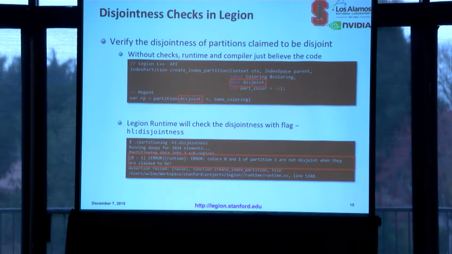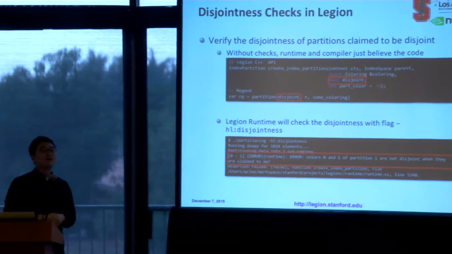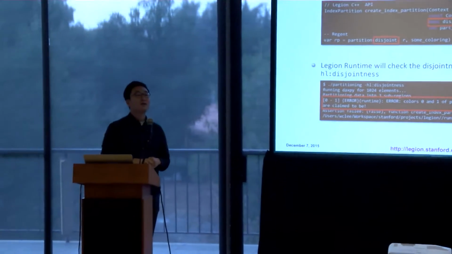Does this include disjointness of the underlying data in any way, or just the actual indices themselves? This checks whether there are two subspaces that overlap each other. So this is mostly about the structure of the data, not the data itself. Okay.